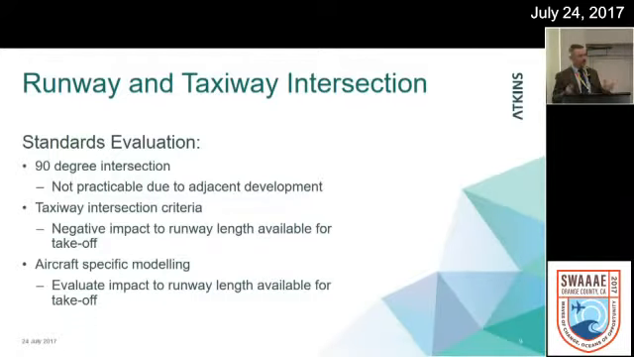So we fall to looking at aircraft-specific modeling. What we were trying to do was evaluate the impact on the runway length available for takeoff when we modify the taxiway geometry. We're playing the best of worst cases.